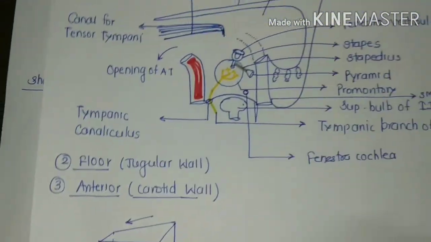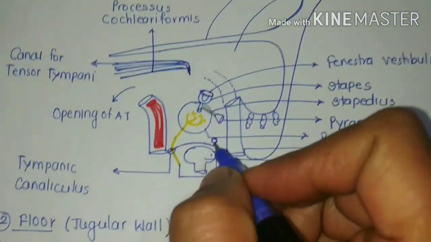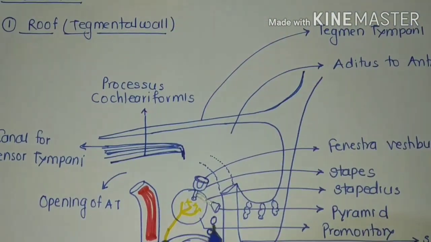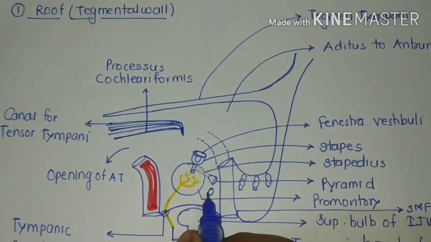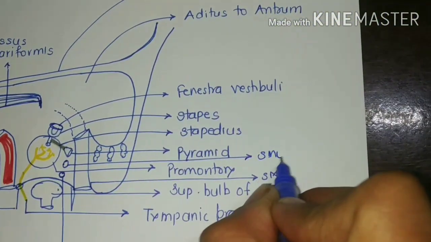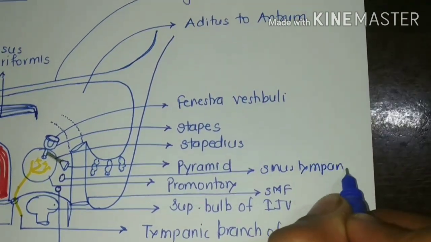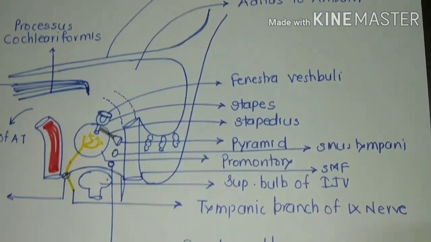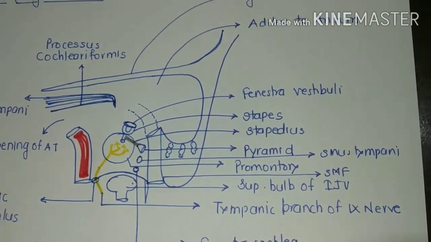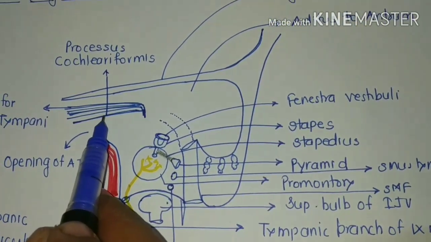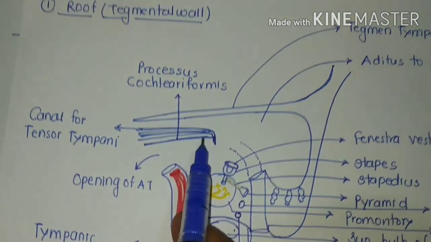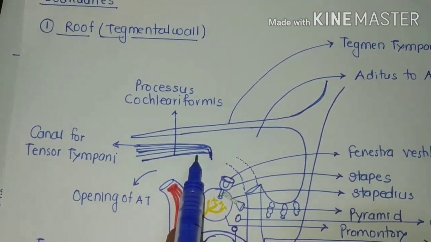Then coming to the next feature, that is the sinus tympani. It is a depression behind the promontory. So this is the sinus tympani. Now this sinus tympani marks the position of the ampulla of the posterior semicircular canal, and last is the processus cochleariformis. Now the details of the processus cochleariformis we have already seen. Clear? So this is about the medial wall.